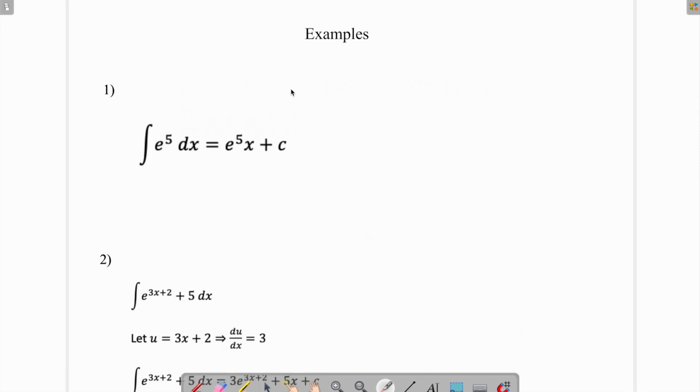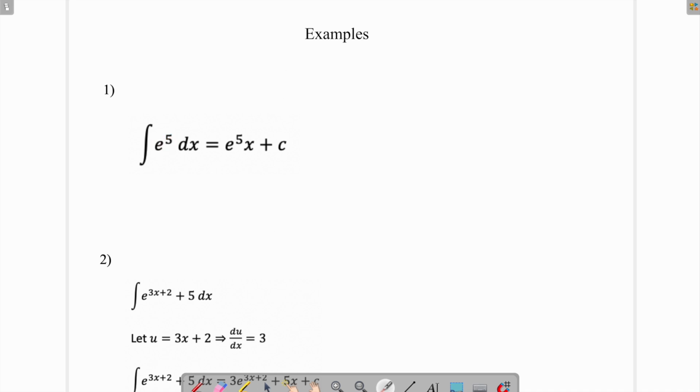Awesome, let's go into 2 quick examples. The first example is the integral of e to the power of 5 dx. Now I want you to be careful here. You may say e to the power of 5, but there's no x involved here. There's no parameter we're integrating by. So this here is just a constant value.